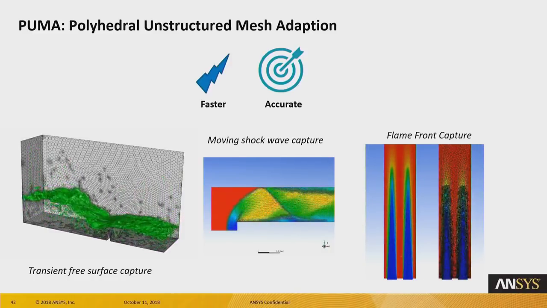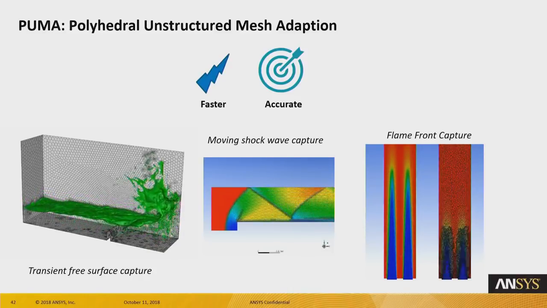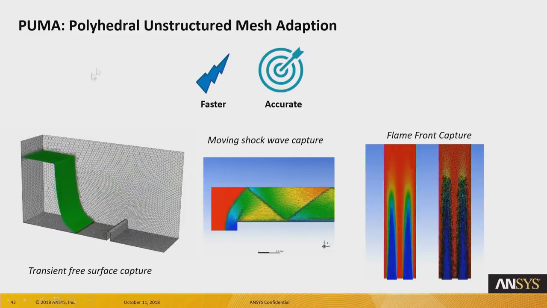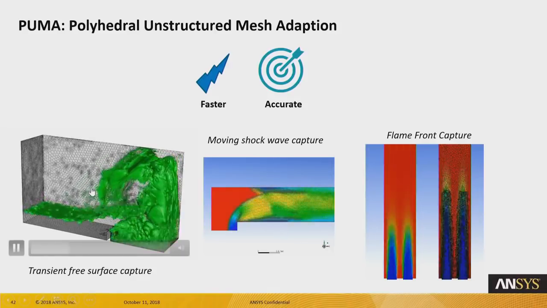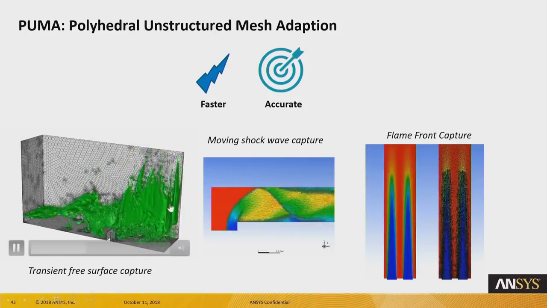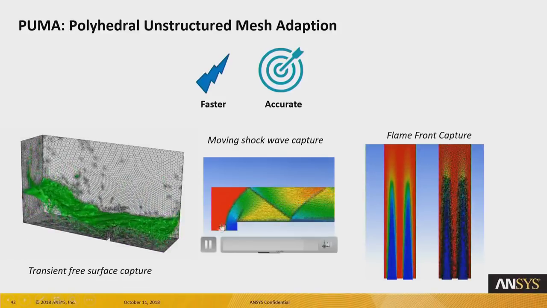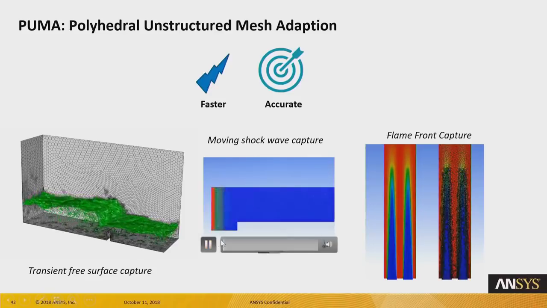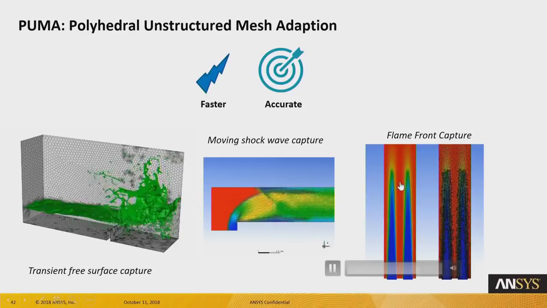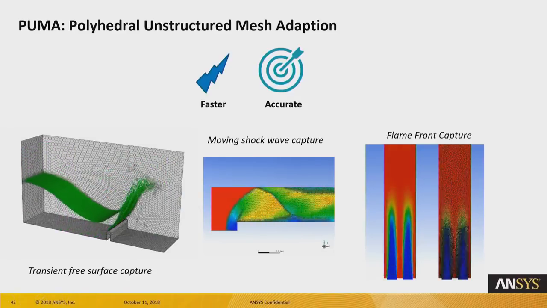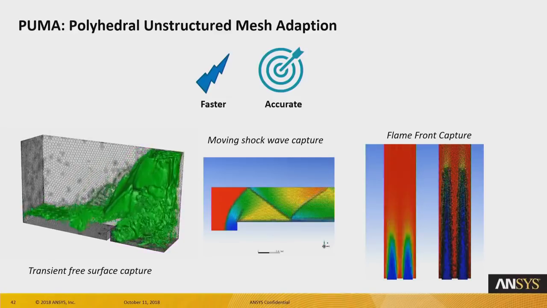You can see how efficiently you can solve this problem with sloshing, where the liquid surface breaks into various complicated structures, including droplets. This can only be solved efficiently if you have mesh refinement that follows the solution on the fly. We can also use PUMA to resolve the shockwave structure distribution in real time, flame front capture, and other areas where you have a tiny interface that needs to be resolved correctly in order to accurately solve the problem.